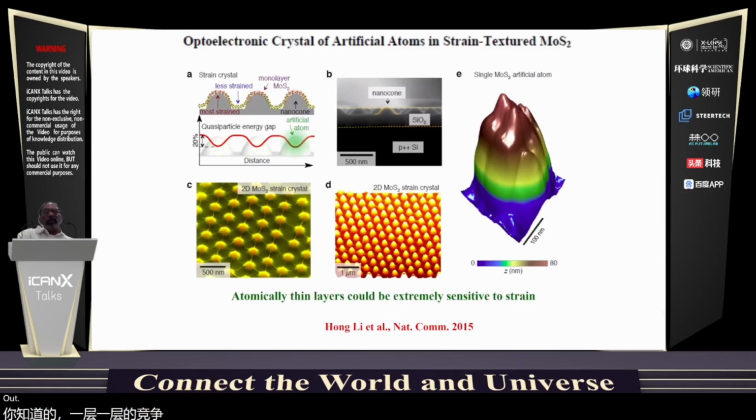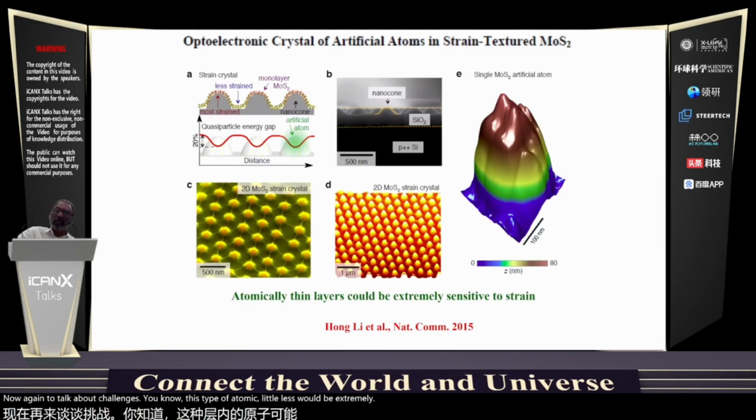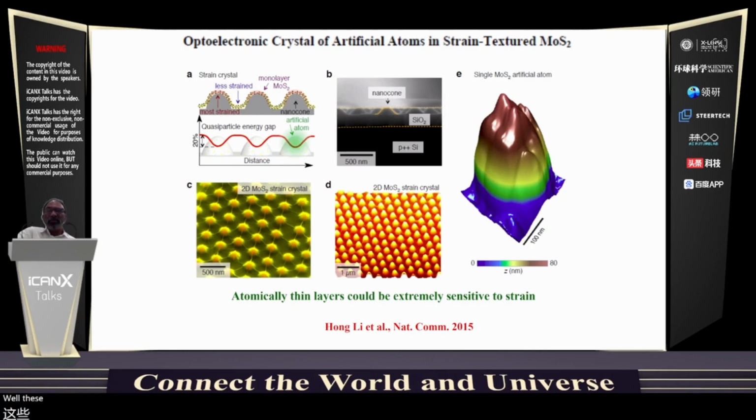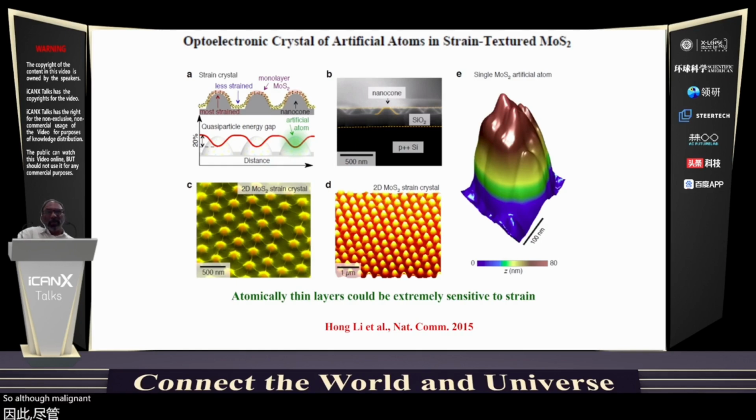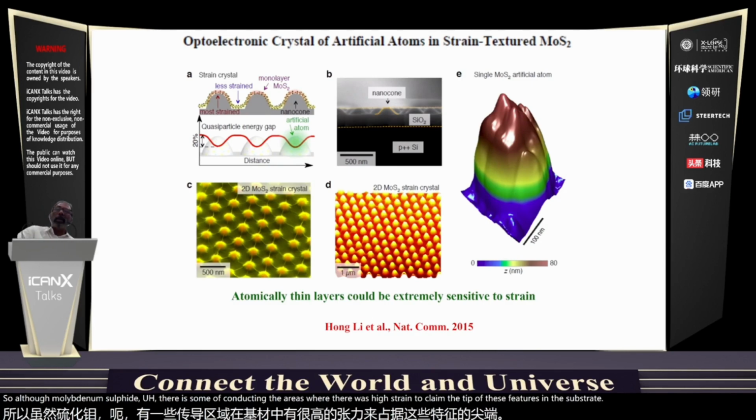Now, again, to talk about challenges, these type of atomically thin layers could be extremely sensitive to the substrate on which they are placed or the medium in which they are placed. This is a specific example of an experiment we did a few years ago, where these structures were placed on a pre-patterned substrate of silicon. And depending on the strain that was induced in different locations of these 2D materials, the electronic structure changed. So although molybdenum sulfide layer is semiconducting, the areas where there was high strain, particularly the tip of these features in the substrate, it became more metallic.